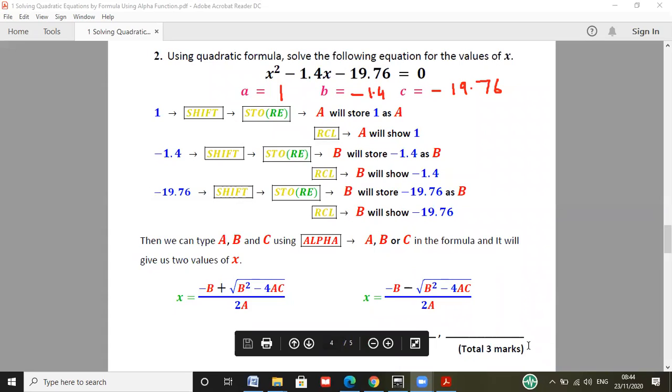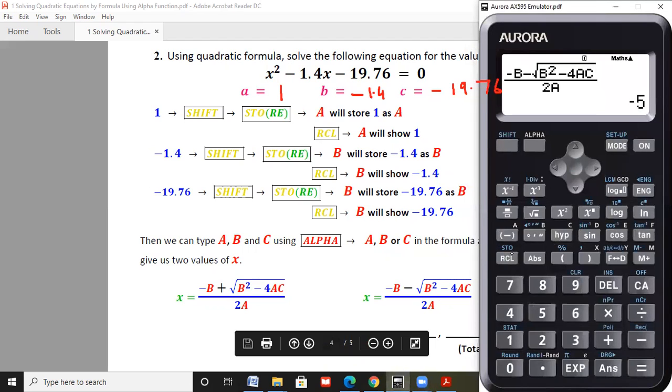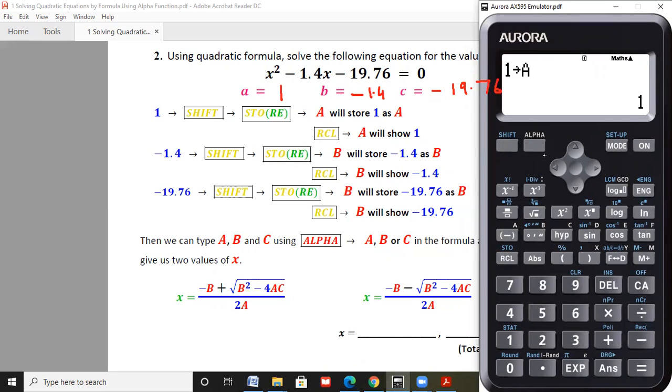Right, to do question number 2, we will store 1 as A, negative 1.4 as B, and negative 19.76 as C. Let's start. So for 1, it's going to be shift RCL A. It's 1. The arrow A is telling me that 1 has been stored as A.